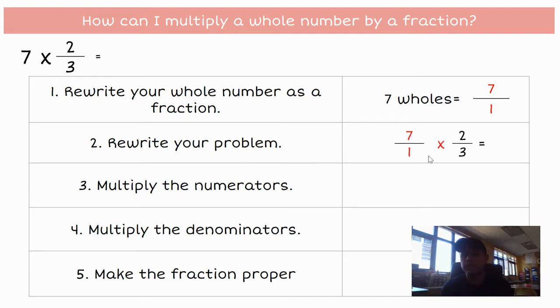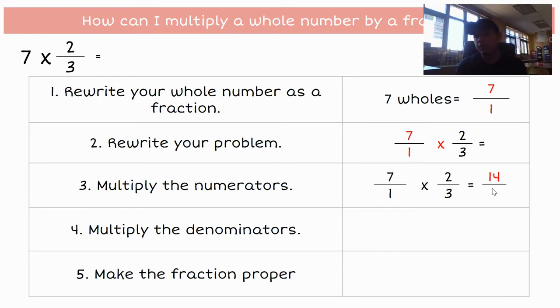So step number 2 is to rewrite your problem. You have 7/1 times 2/3. It's the exact same thing we have up here. Step number 3 is to multiply the numerators, okay? So that top number, 7 times 2, will give you the product of 14. Step number 4 is to multiply the denominators. So you have 1 times 3 in the denominator, so your fraction is going to be 14/3.